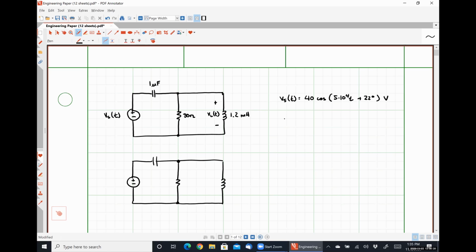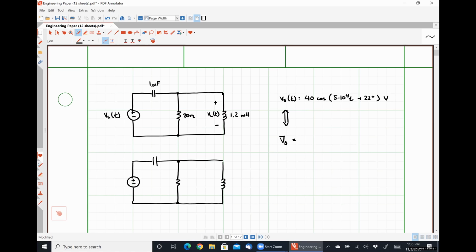So, first question for you guys. How do we convert our time domain source voltage into a frequency domain source voltage, or a phasor? Anybody remember anything from the videos regarding phasors? All right, I don't have time for that.